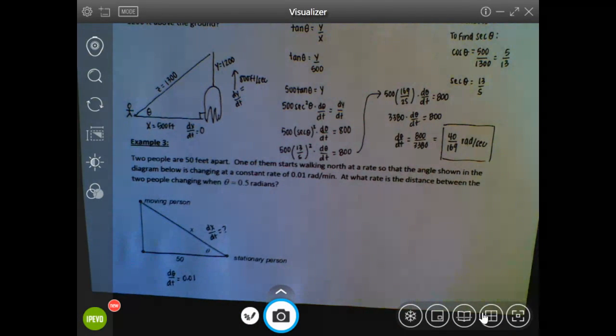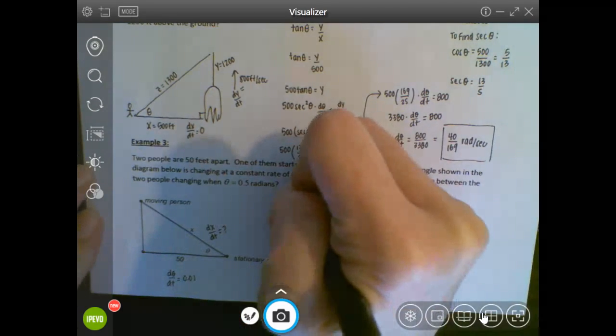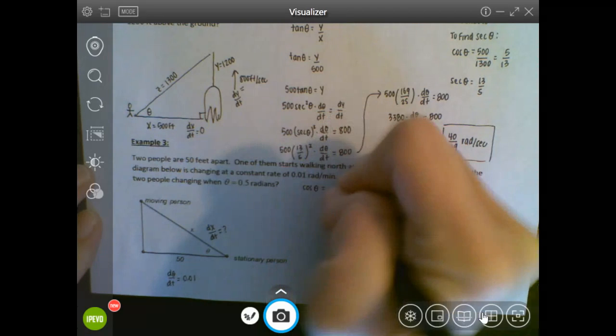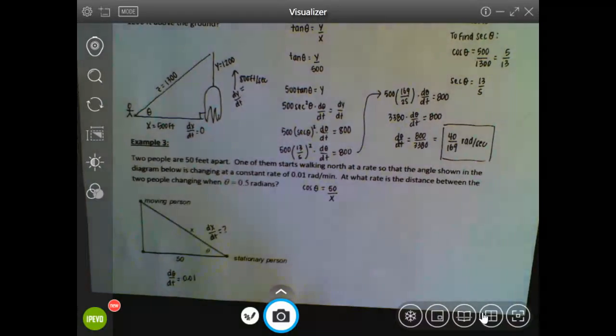Okay, so again, we're definitely dealing with a trig ratio because we're dealing with an angle. What I have labeled right now is my adjacent side over my hypotenuse, so I'm going to set up my cosine. In this case, I already know what that bottom distance is, so I'm going to fill that in right off the bat. So cosine of theta is equal to 50 over x.